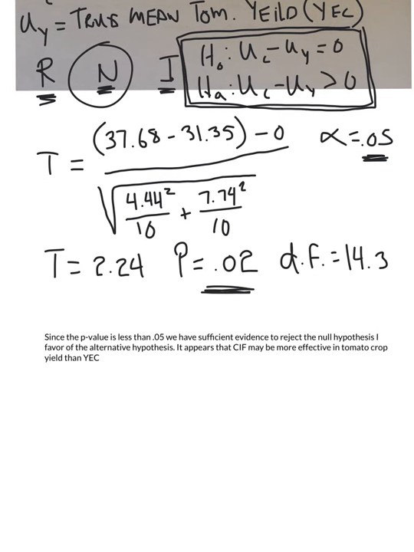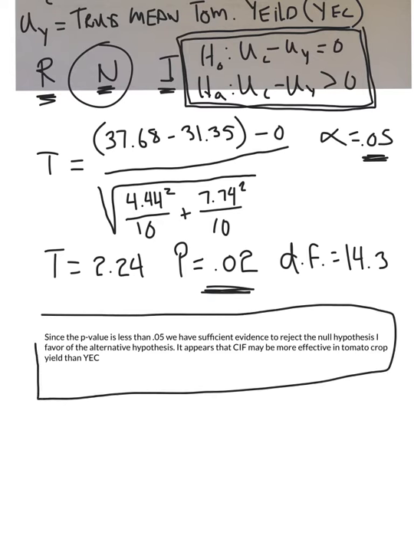So you might write something like this. Since the p-value is less than 0.05, we have sufficient evidence to reject the null hypothesis in favor of the alternative hypothesis. It appears, see, I'm not committing anything, it appears that CIF may be more effective in tomato crop yield than YEC. There it is. There's number 4.